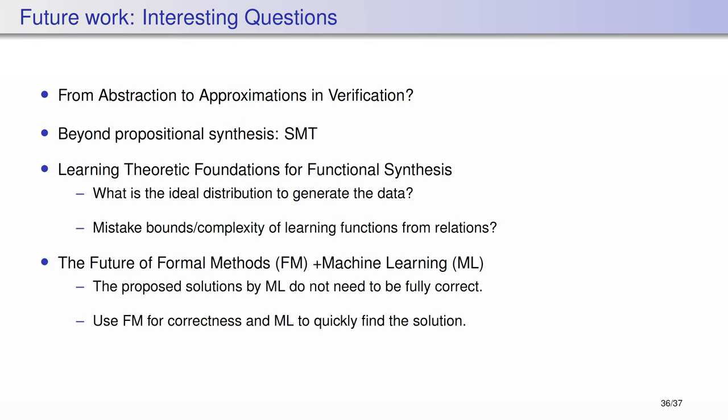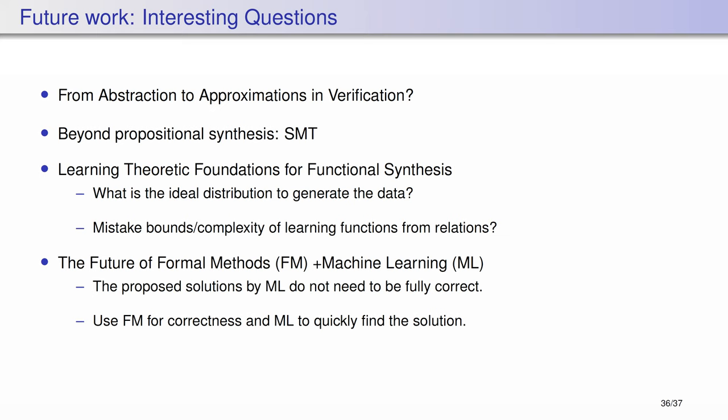At the same time, there are a lot of interesting questions that go back to the machine learning community. A lot of the theory that has been developed assumes there's an underlying function, so for every input there's one possible label. The setting that we have here is that for every evaluation of the features, there may be many possible labels, and all of them are acceptable. That gives rise to the question: what's the ideal distribution to generate the data? What theoretical bounds can one establish?